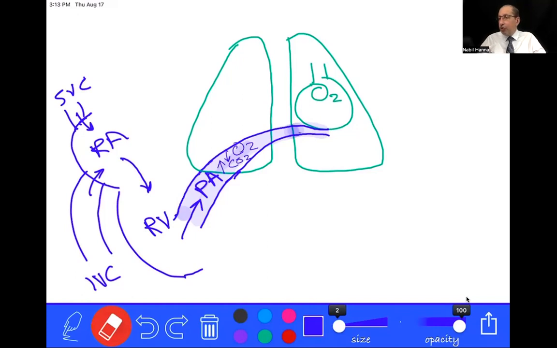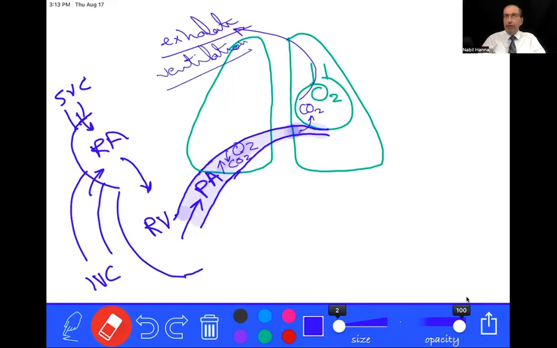So carbon dioxide will diffuse, and this is the physical process by which gas exchange occurs. Carbon dioxide will diffuse from the venous blood to the alveoli and then to the outside by exhalation. And the movement of air in or out of the lung, we call it ventilation. Therefore, ventilation is the major process by which we get rid of carbon dioxide.